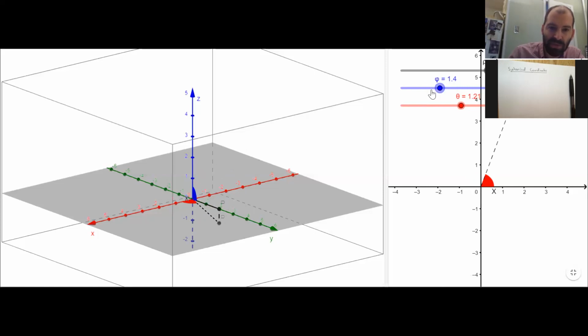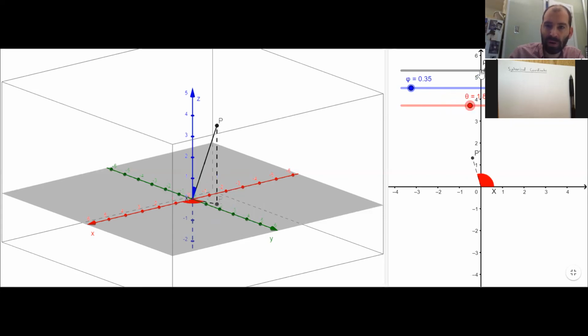So see, as I change phi, you can see that that angle changes. And so phi, when it's 0, we're at the z-axis. And as phi increases, I come down from the z-axis, and as phi goes greater than 90 degrees, or pi over 2, I go below the xy plane, right? So phi here is measuring my angle from the positive z-axis. Theta is my angle from the positive x-axis.